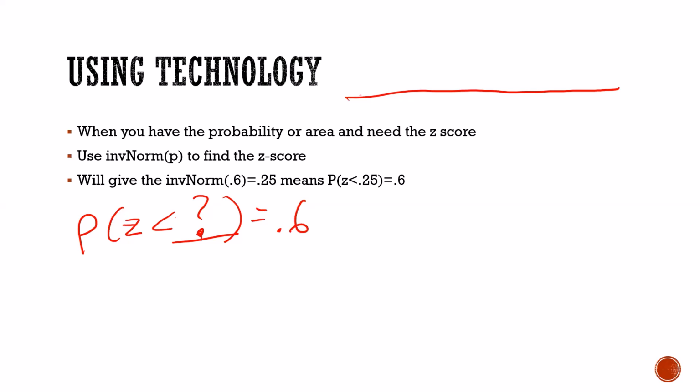And indeed, it in fact is positive. It's about 0.25. So we typed that in, we got out 0.25, so that means that question mark is 0.25, aka the probability that z is less than 0.25 is 0.6.